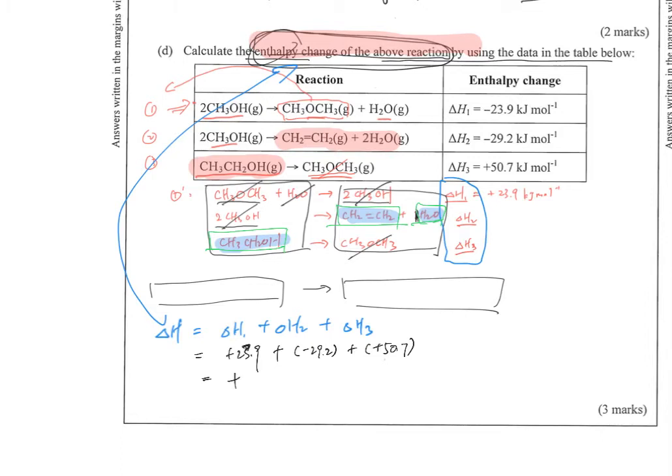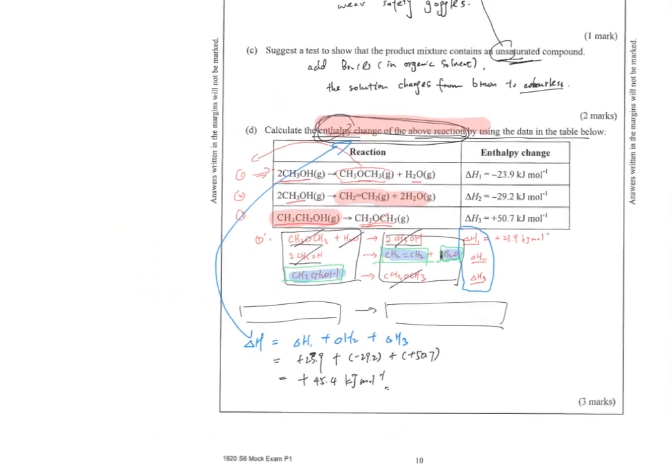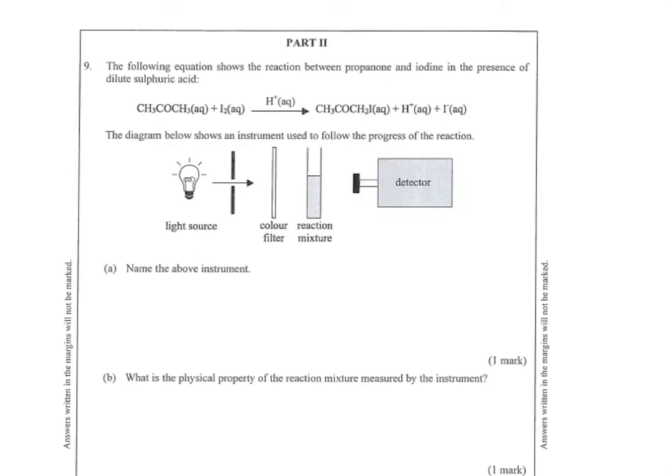Don't forget the positive and negative sign for enthalpy change, and 45.4 kJ per mole. Okay, so actually it's not really difficult, just use the elimination method. Cancel some compounds on the left hand side and the right hand side with the same substance, okay. Okay, let's go for number 9.